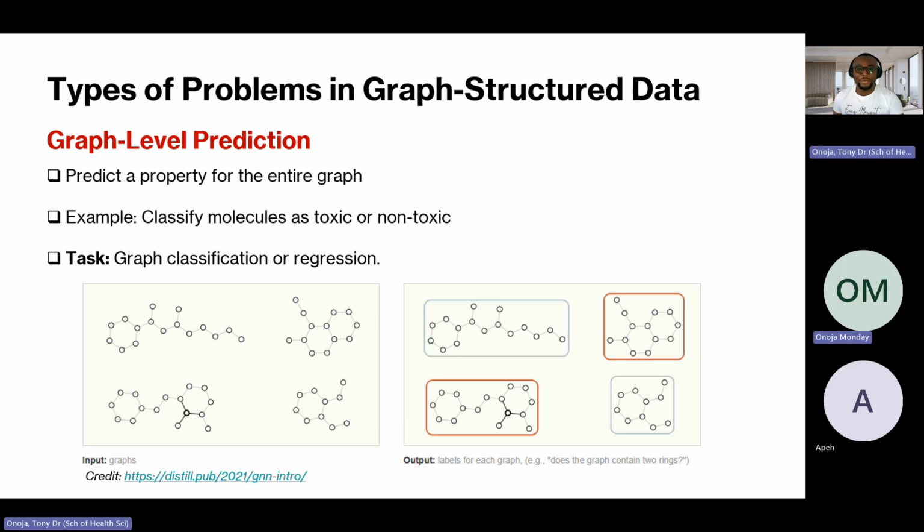I'm not seeing your pointer. I'm not seeing what you're pointing at. Okay, can you see this? Can you see this? The red. Yes, I can see.